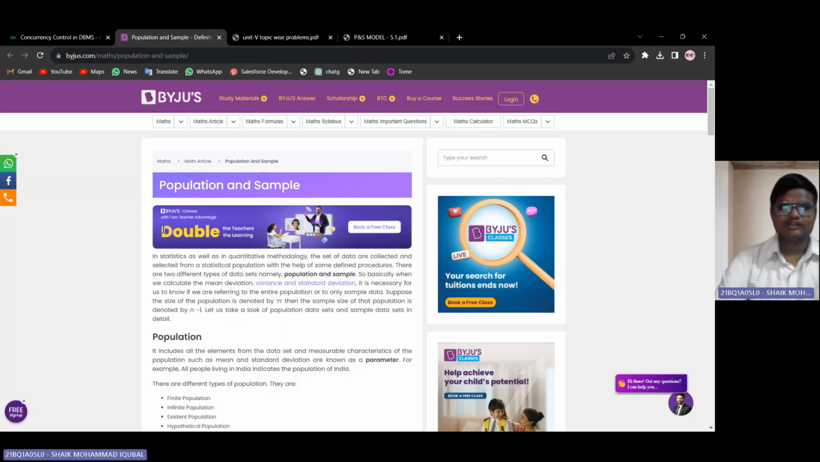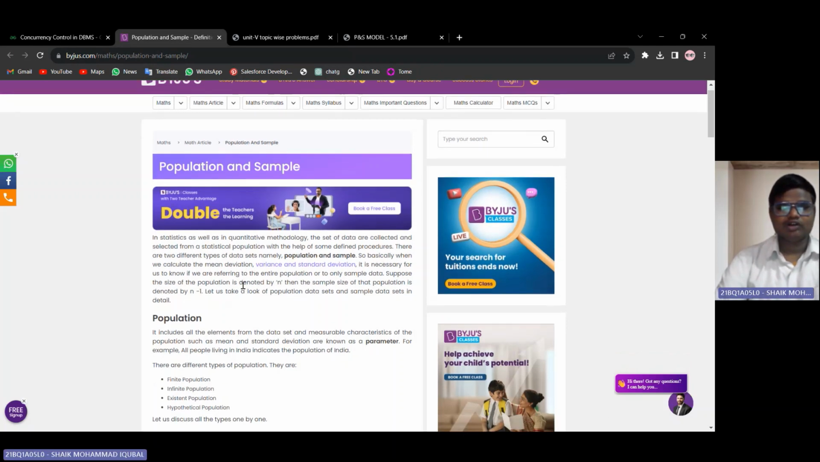In statistics as well as in quantitative methodology, the set of data are collected and selected from a statistical population with the help of some defined procedures. There are two different types of sets, namely population and sample. So basically, we calculate the mean deviation, variance, and standard deviation. It is necessary for us to know if we are referring to the entire population or to only sample data. Suppose the size of the population is denoted by n, then the size of the sample is denoted by n-1.